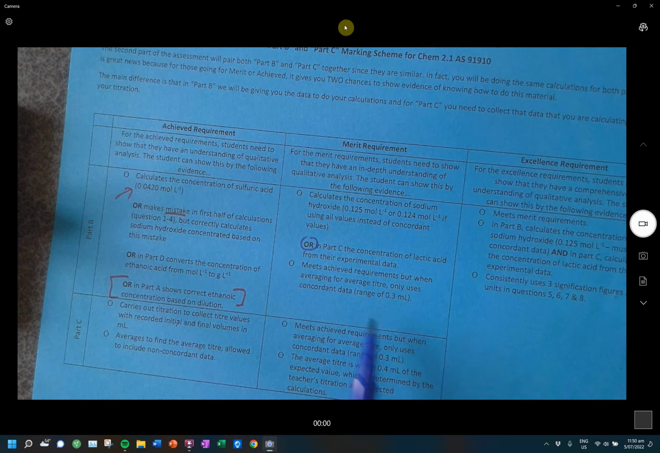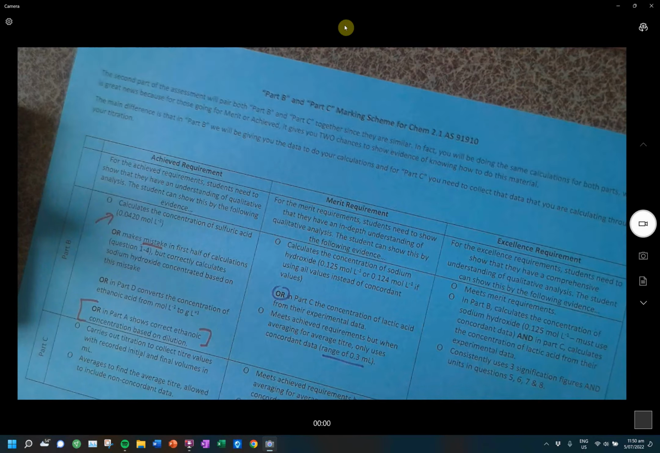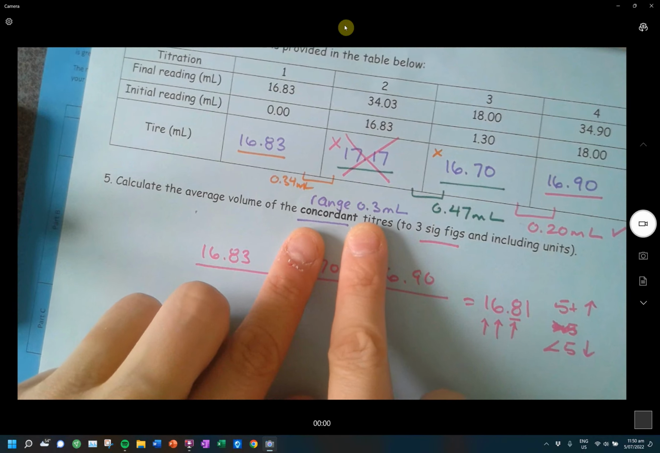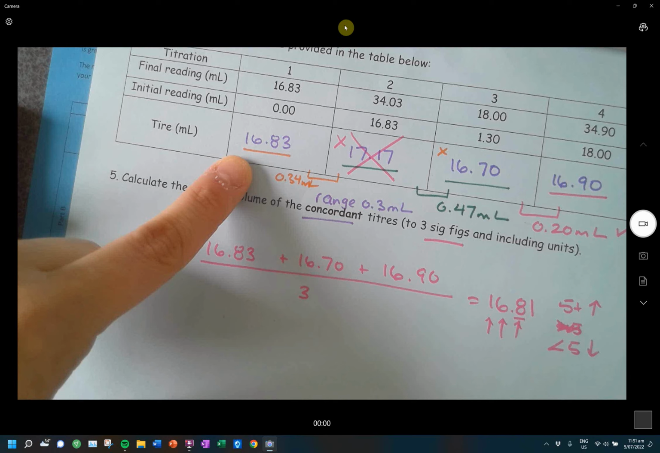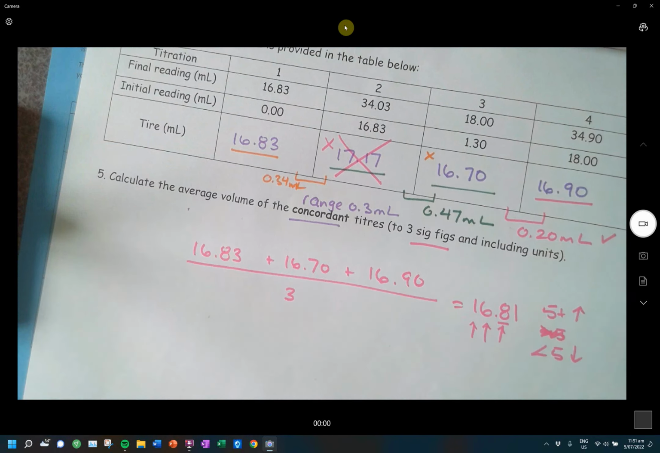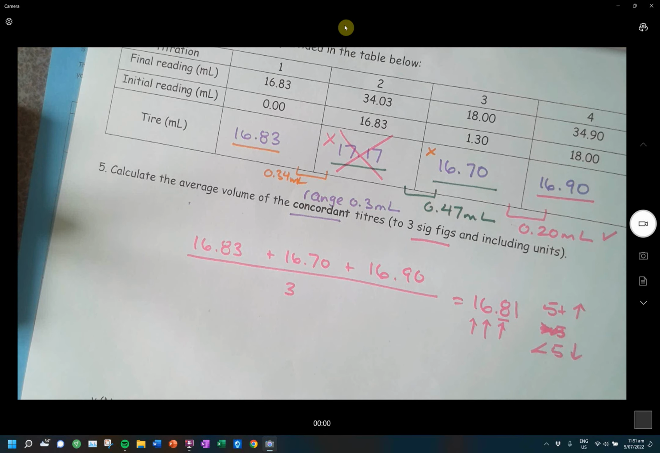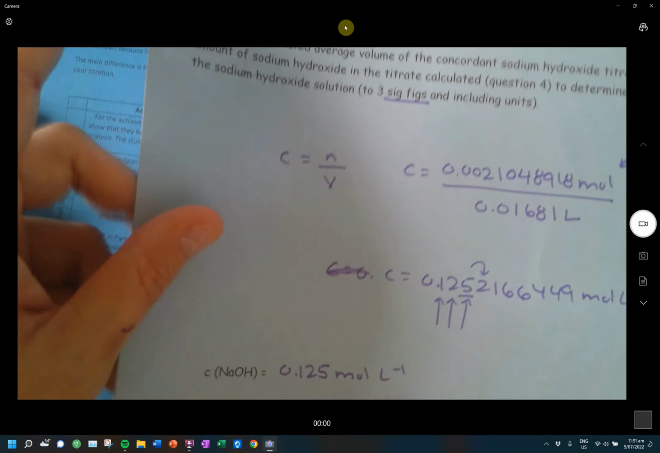The other thing you need to do for the merit is the range. So when you collect your data over here, you need to do that concordant. So if you average all these numbers together, you're going to limit yourself to an achieved. So you should be eliminating any non-concordant data. You might have all 4 of these, and all 4 of these might be within the 0.3 range, and you can use all 4 if you want. But if any of those values are outside of that 0.3 range, then you need to remove something. Okay? So that's what you need for the merit, is just getting this answer right.